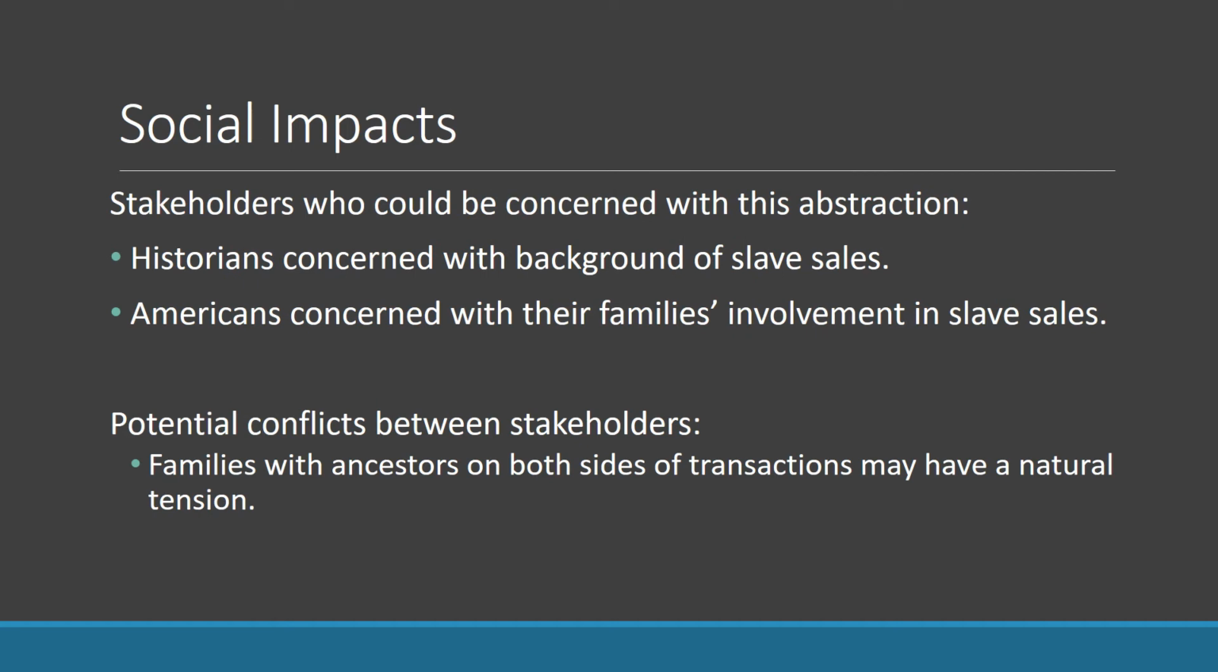Stakeholders who could be concerned with this abstraction are historians concerned with the background of slave sales and Americans concerned with their families' involvement in slave sales. Potential conflicts between stakeholders include families with ancestors on both sides of transactions having natural tension.